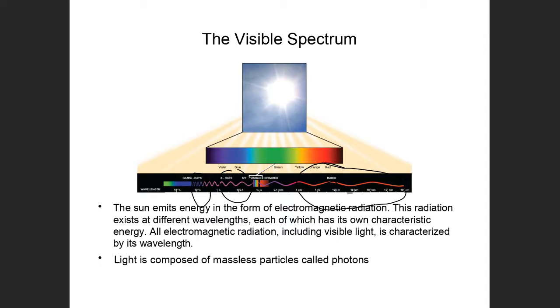So the sunlight emits energy in the form of electromagnetic radiation. We have some radiation that we can see, visible to the eye, visible radiation. And there are some that we cannot see, right? And light, I said, is always composed of massless particles that we call photons.